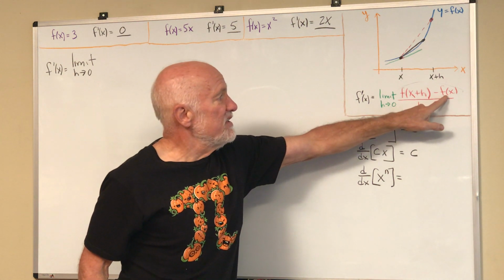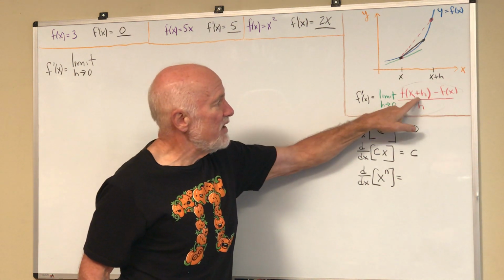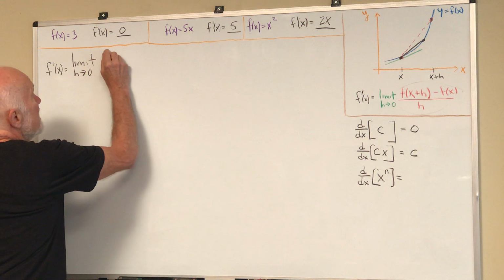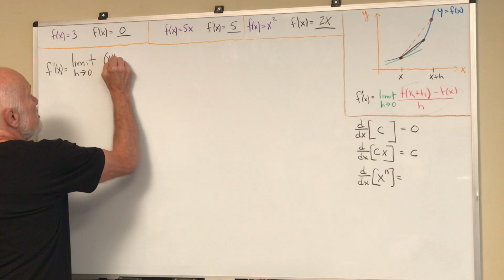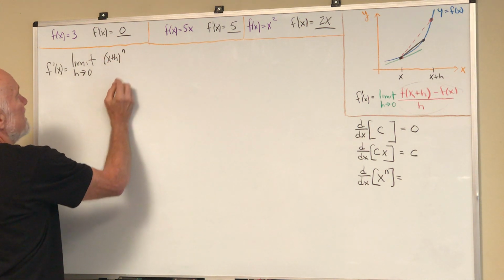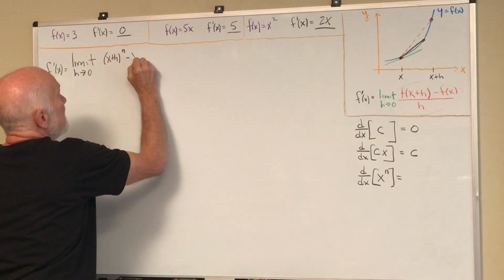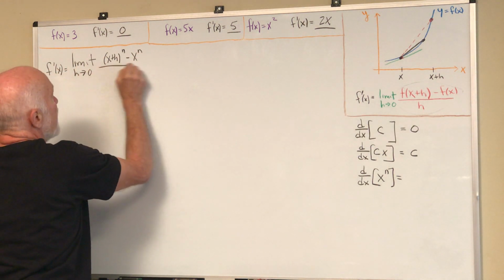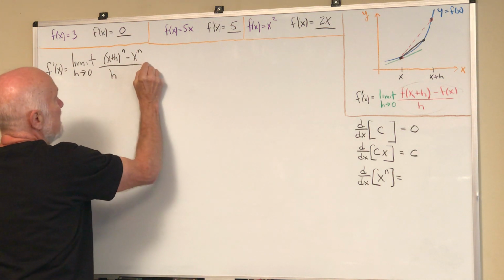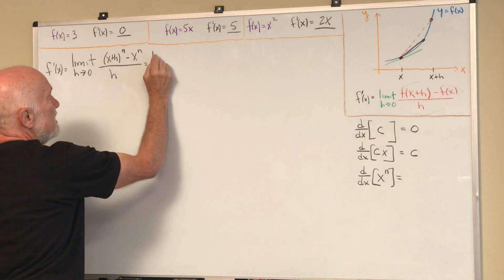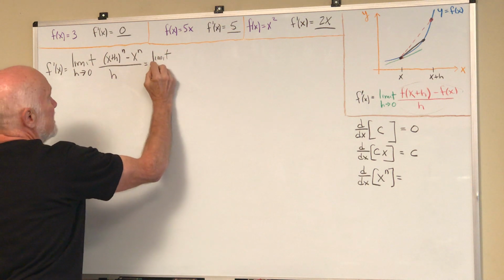So we're using this. F of x is x to the n. F of x plus h is going to be x plus h to the n minus x to the n, all over h. And now we have to do some algebra.